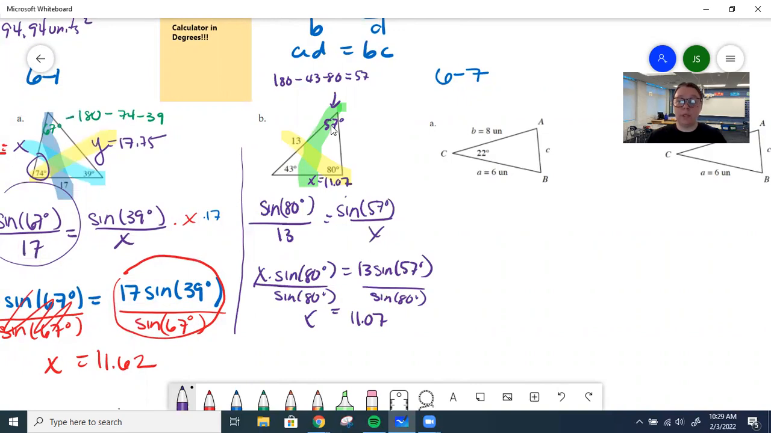And then if I want the other side, I would go through and do the same thing. I'm not going to go through and do that. It's the same thing, right? I just can't use the Pythagorean theorem to get the other side. I have to use the law of sines again. All right, let's see here.